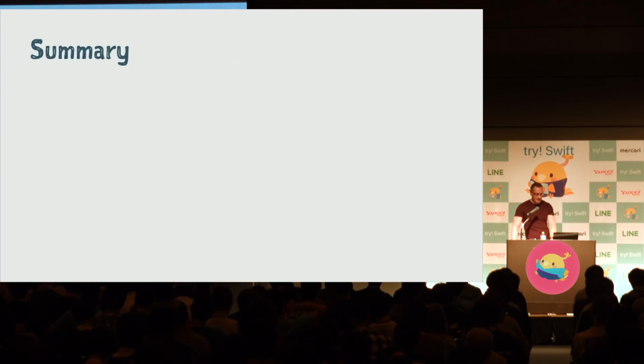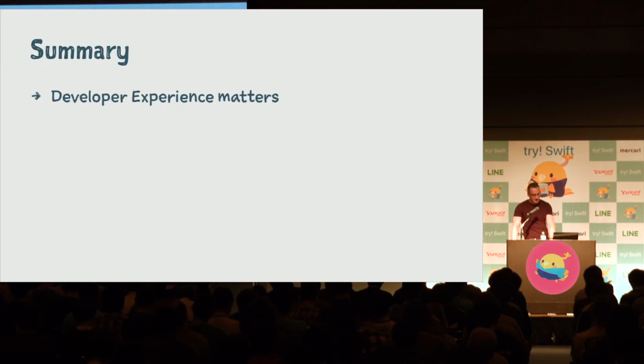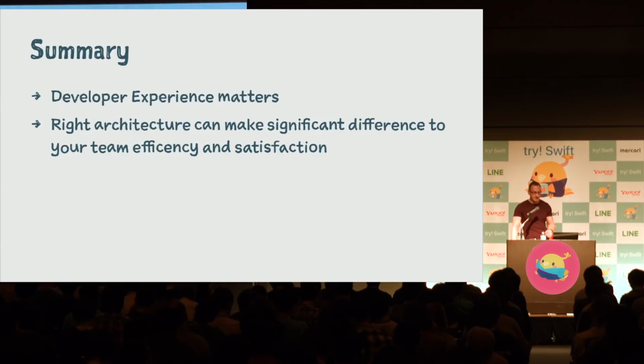So in summary, I wish I had more time to discuss those things, but I hope that I convinced you that developer experience matters. Right architecture choices can make a significant difference to your team's efficiency and satisfaction. And it's all about working smart, not hard. If you're a freelancer, oftentimes you work based on the hours. So if you can do something to get the same amount of work done in 6 hours rather than 8, you should leverage it. It actually ends up saving you a lot of money or making you even more money.